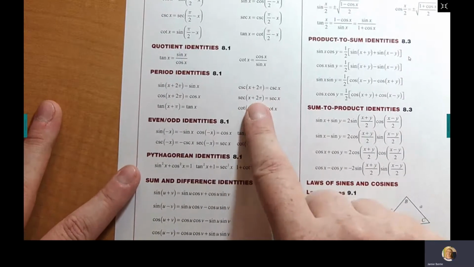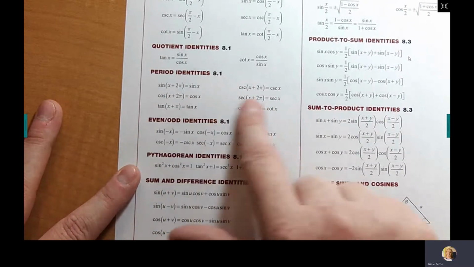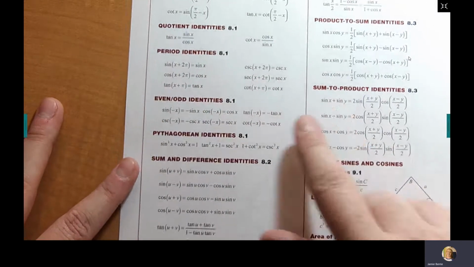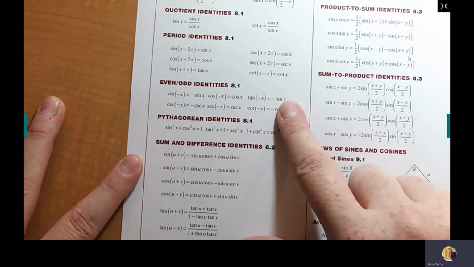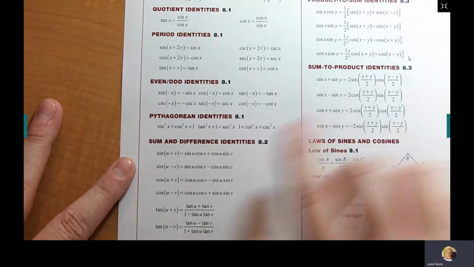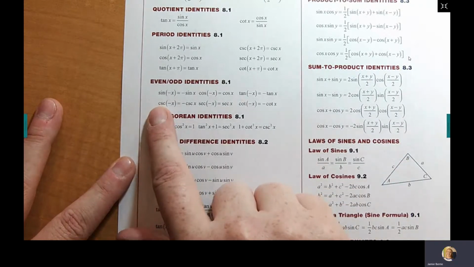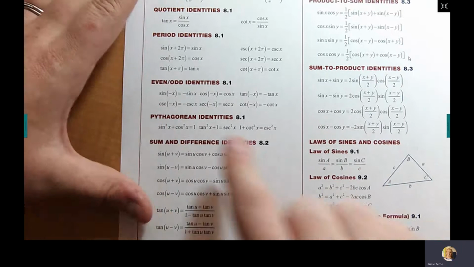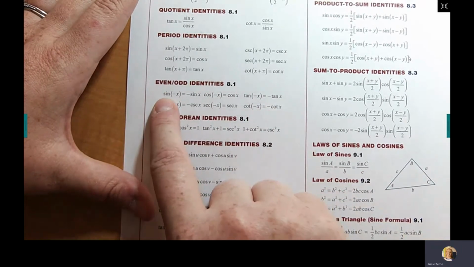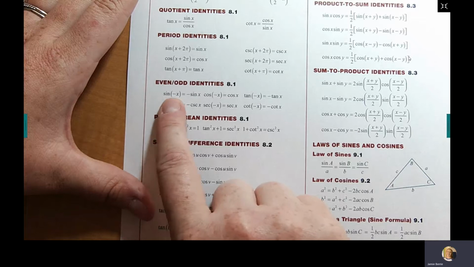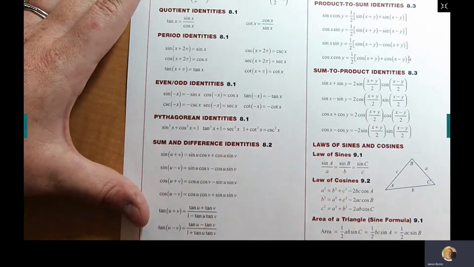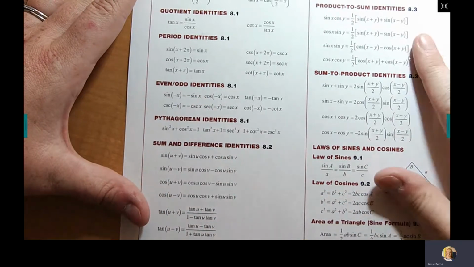Then we have these new period identities. I want to say that this is not used on any of the problems in the homework, so you probably can ignore these. We do use these even and odd identities. So even and odd, that's something that you may have learned in algebra. A function is called even whenever it has certain properties and odd when it has other properties. So that is summarized here. You can see it says that sine of a negative angle, like say sine of negative 90 degrees, is the same thing as negative sine of 90 degrees. So this shows you how you get a negative outside of the parentheses.